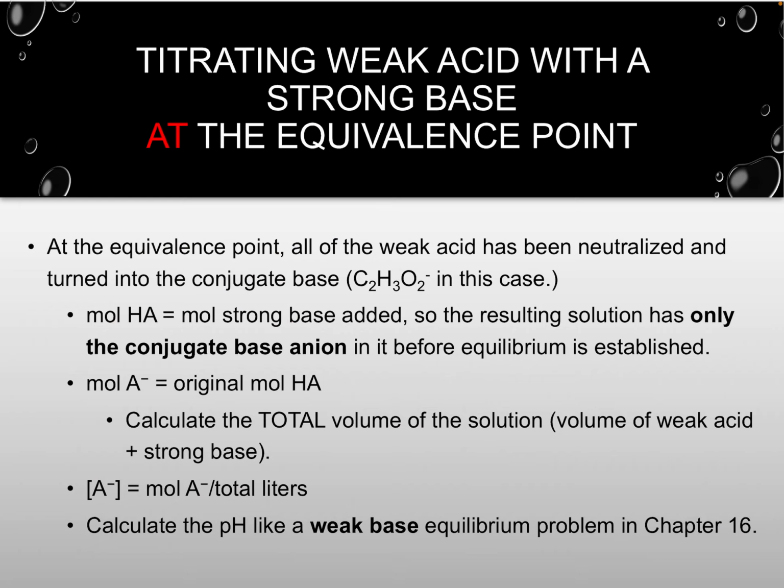Now our salt, right, we would make sodium acetate. Our salt has acetate in it, and acetate is a weak base because it is the conjugate base of a weak acid. So our pH at the equivalence point is no longer going to be equal to 7 because one of the components of the salt has acidic or basic properties. Okay, so when we are left in solution at the equivalence point, we will have just weak base in water.